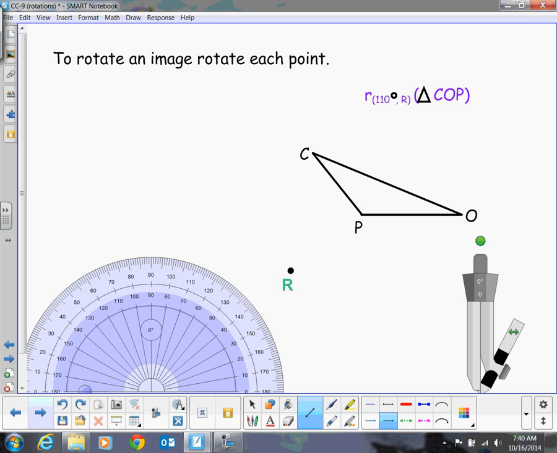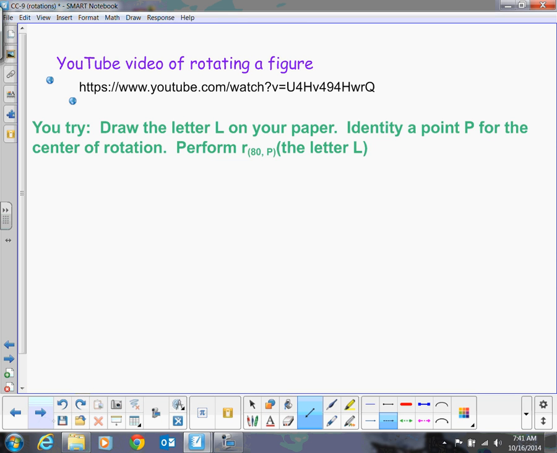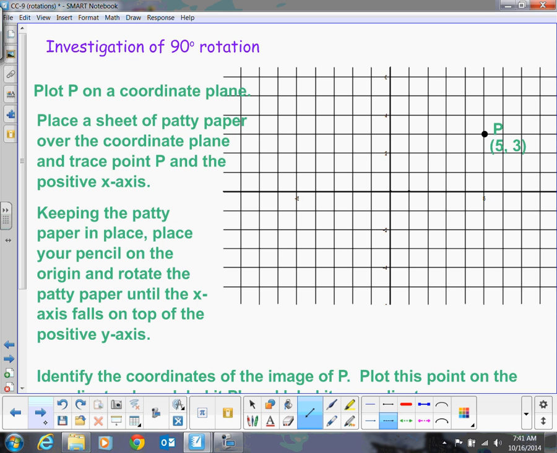Okay. So I just did a segment. I'm going to go ahead and go to here. Here is a YouTube video of rotating a figure. Or you can look at this one. All right, I need you to get out graph paper now, because I want to try to help you make sense of what's going on.